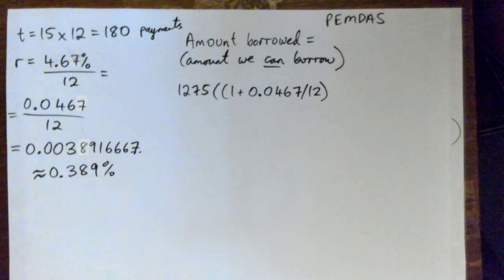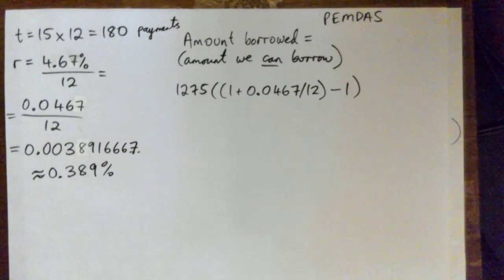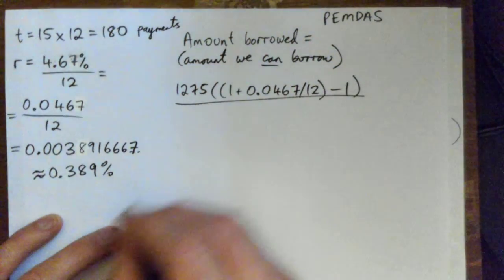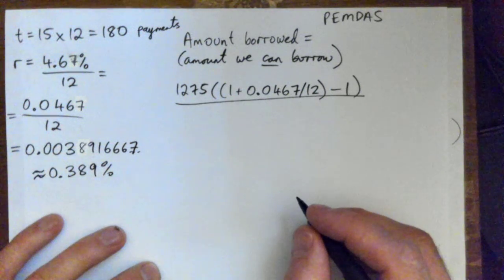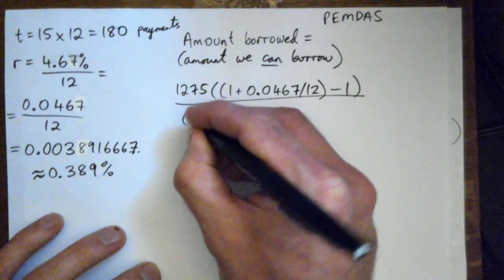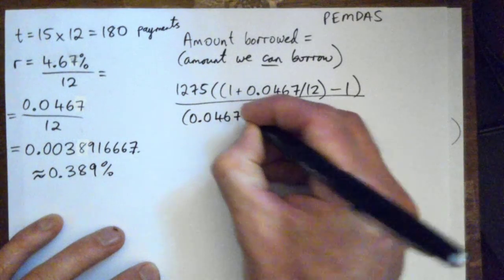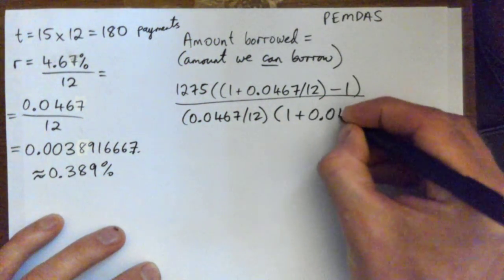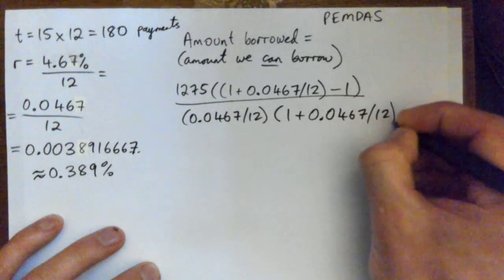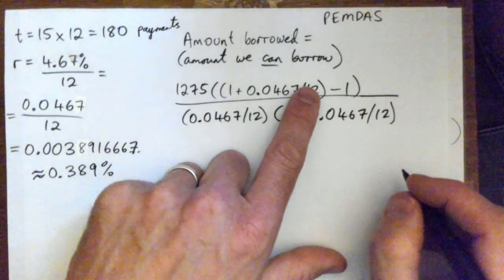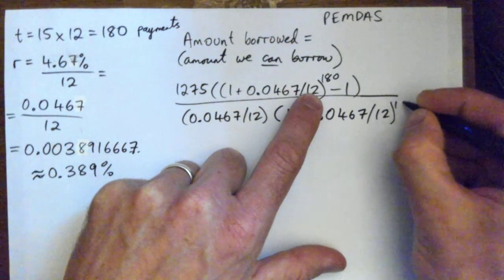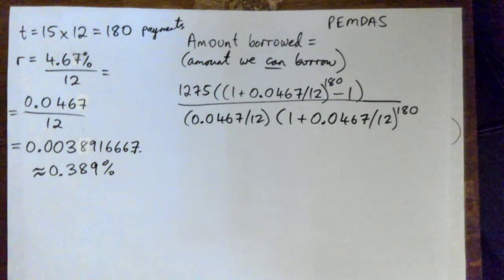So that's an important thing. We've got 1 plus R, and then we subtract 1, and that would be on the top. And then it's all over the bottom, which is R times 1 plus R to the power T. So R would be, again, 0.0467 over 12 times 1 plus 0.0467 over 12 to the power of T. I forgot the power of T in the top here as well. It should be power 180, right?